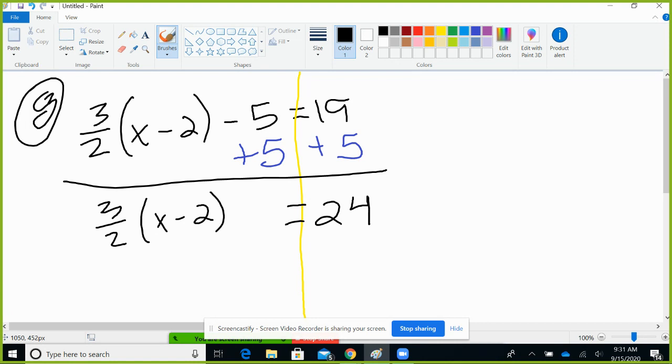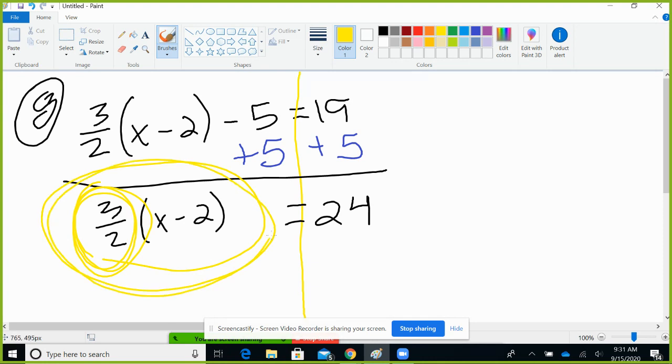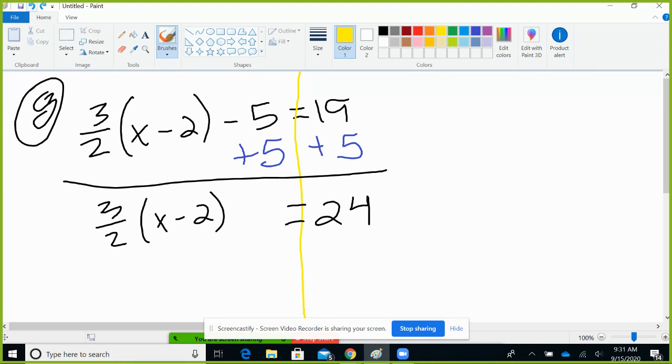Okay. So you got that written down? You can totally distribute if you want. You just have to deal with that fraction longer. Do you know another way? So since this 3 halves is multiplied by this whole side of the equation, what can I do to move that 3 halves to the other side?